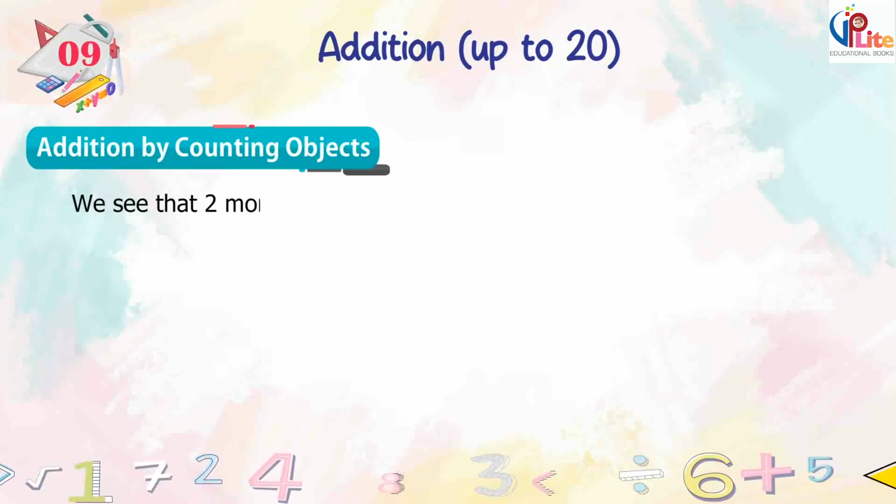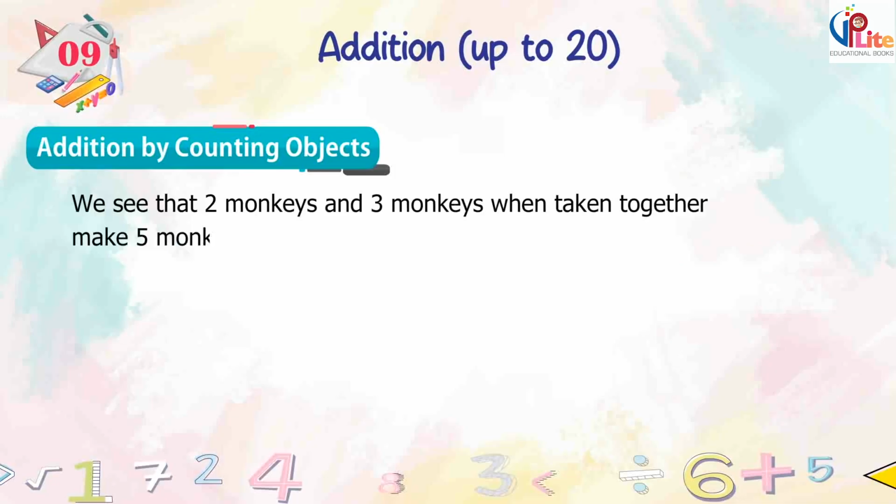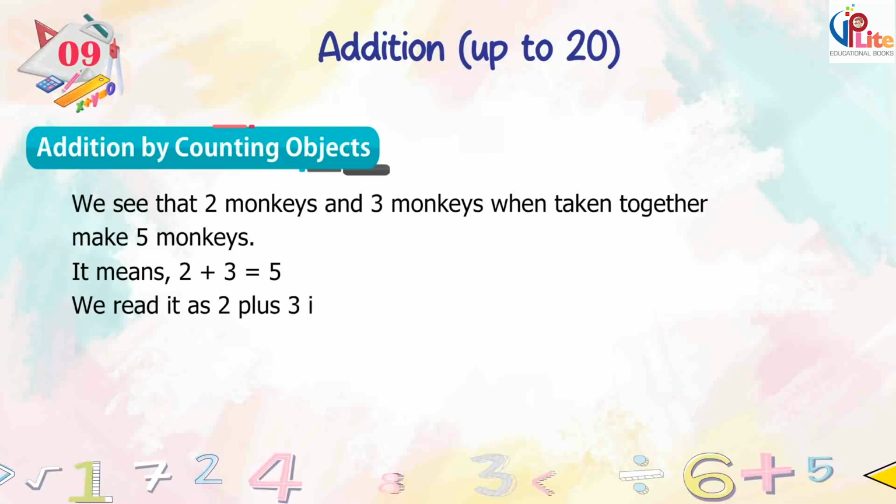We see that 2 monkeys and 3 monkeys when taken together make 5 monkeys. It means 2 plus 3 equals 5. We read it as 2 plus 3 is equal to 5.